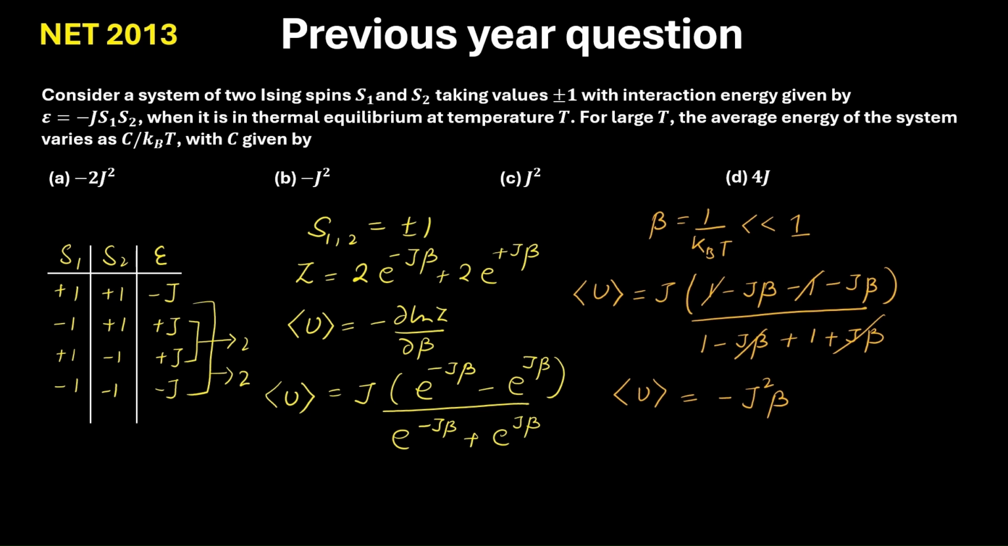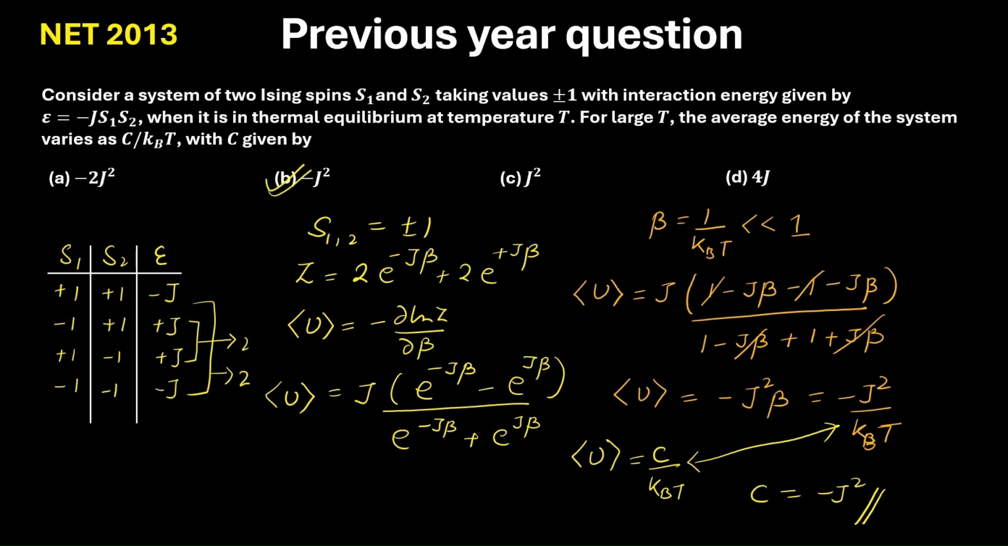So the 2 factor will cancel out. So this is minus J square kBT. And it is already given in the question that U is equal to C by kBT. So if I compare these two expressions, C is equal to minus J square. So this is the answer. So it matches with option B.